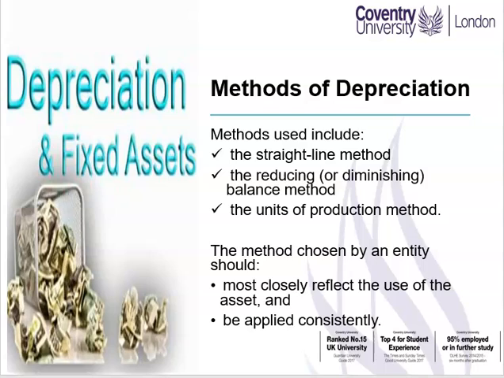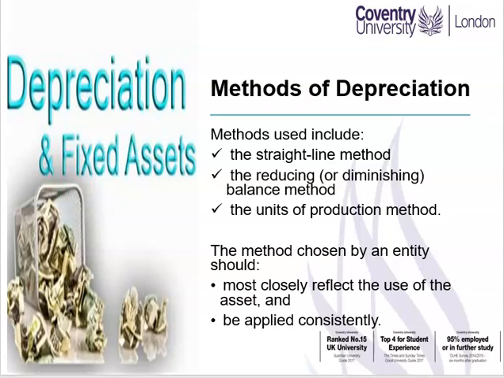Now, any of these methods could be chosen. However, the method chosen by an entity should most closely reflect the pattern of usage of the asset and be applied consistently. So if, for example, we will use most of the asset when it is new as opposed to when it is old, then the reducing balance method will become appropriate. If, on the other hand, the asset will be used on an equal basis over the useful economic life, then the straight line method will be appropriate.